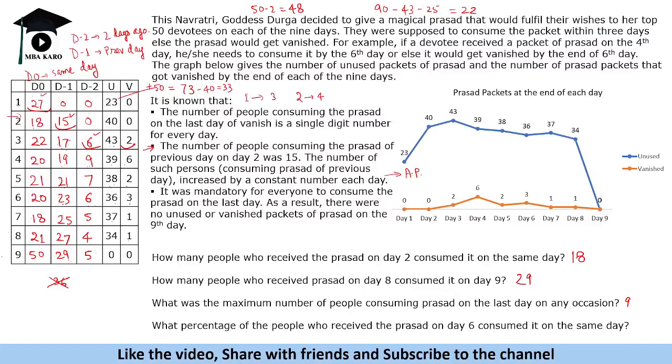What percentage of the people who received the prasad on day 6 consumed it on the same day? ठीक है. Day 6 में 20 people consumed on the same day. So the answer is 40, because it is asking the percentage. So out of 50, 20 people consumed on the same day. So the percentage is 40%. So this is how the set had to be solved.